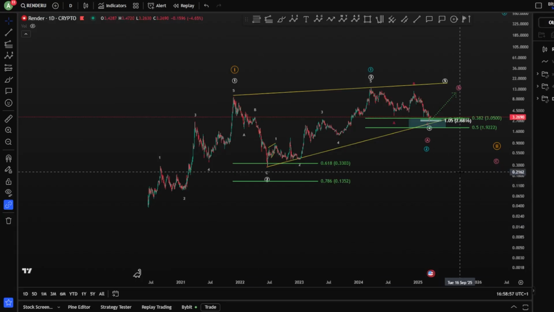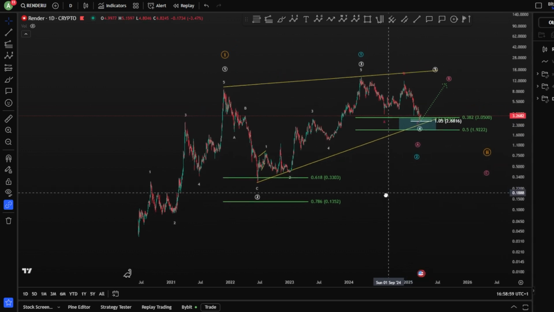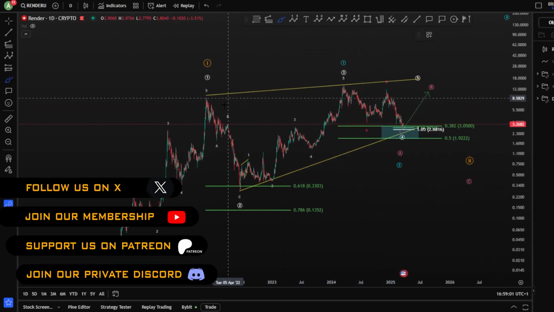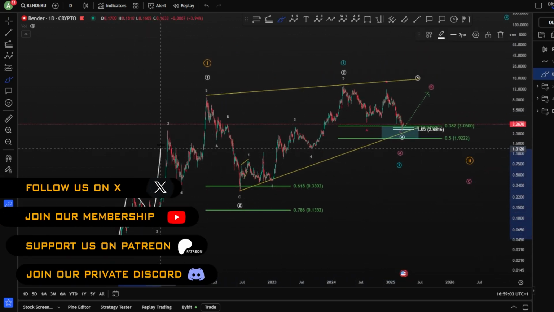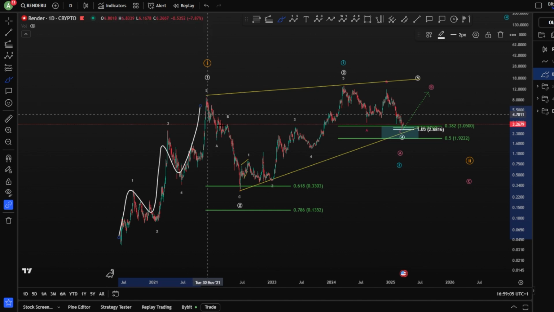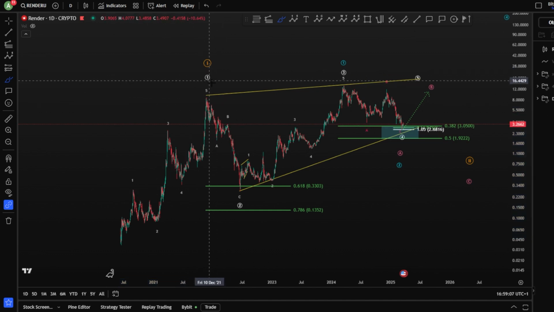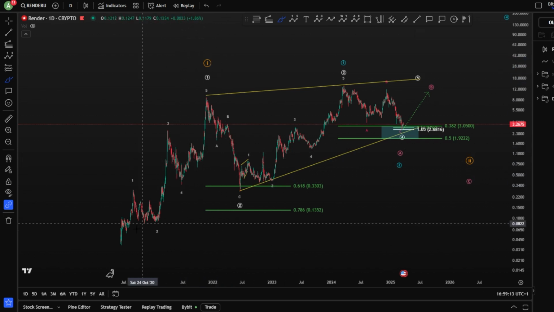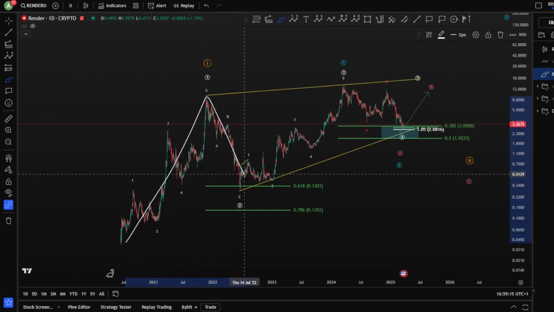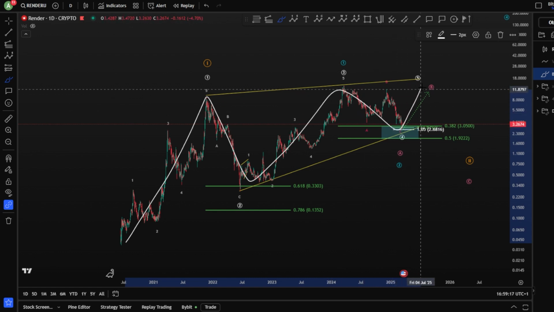Hello everyone, welcome to a new video for Render price prediction based on Elliott wave analysis. Starting on the daily chart here, we have a 1, 2, 3, 4, 5 impulse toward the upside, finishing wave 1 in the white scenario for a leading diagonal, or a wave 1 of course for a bigger impulse toward the upside. Meaning in the white scenario as leading you are 1, 2, 3, 4 and a 5.